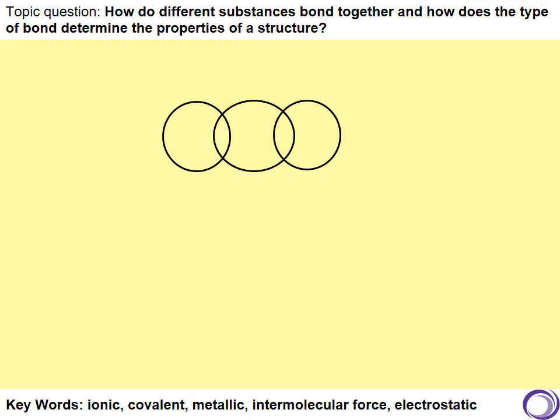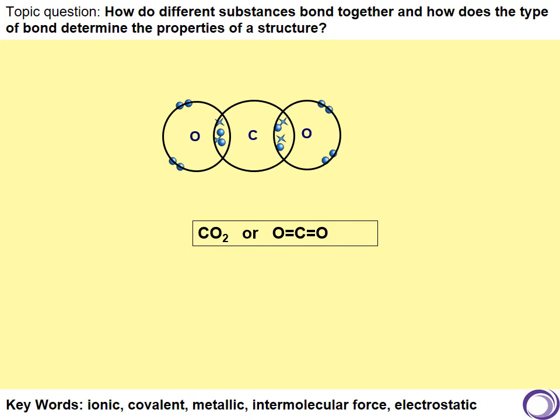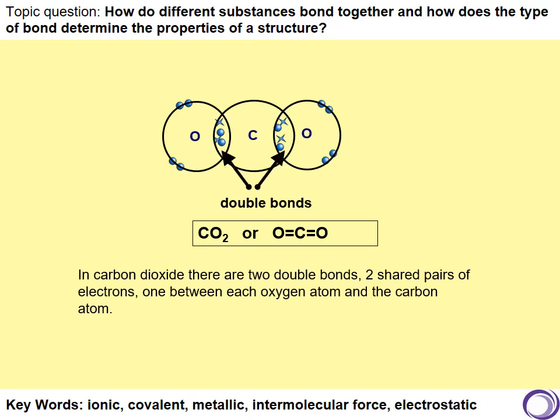In the case of carbon dioxide then, carbon has 4 electrons in its outer shell and needs to share each of those. It does so in carbon dioxide by sharing 2 electrons with each oxygen atom. So it forms 2 double bonds, 2 shared pairs of electrons with each of the oxygen atoms. And we would see that written as a C with 2 double bonds, one either side, going to each oxygen atom.